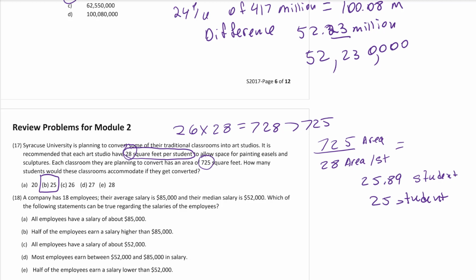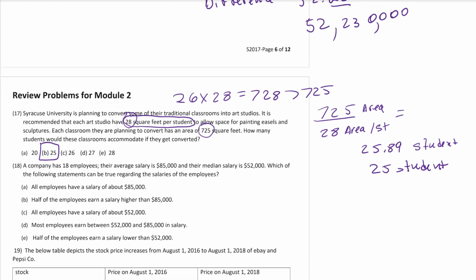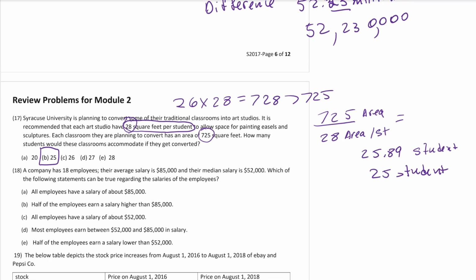All right, a company has 18 employees. Their average salary is $85,000. Their median salary is $52,000. Which of the following statements can be true regarding the salaries of the employees? Guys, remember, the average means you add all the numbers and you divide it by how many, while the median is you're arranging the numbers and you choose the one in the middle.